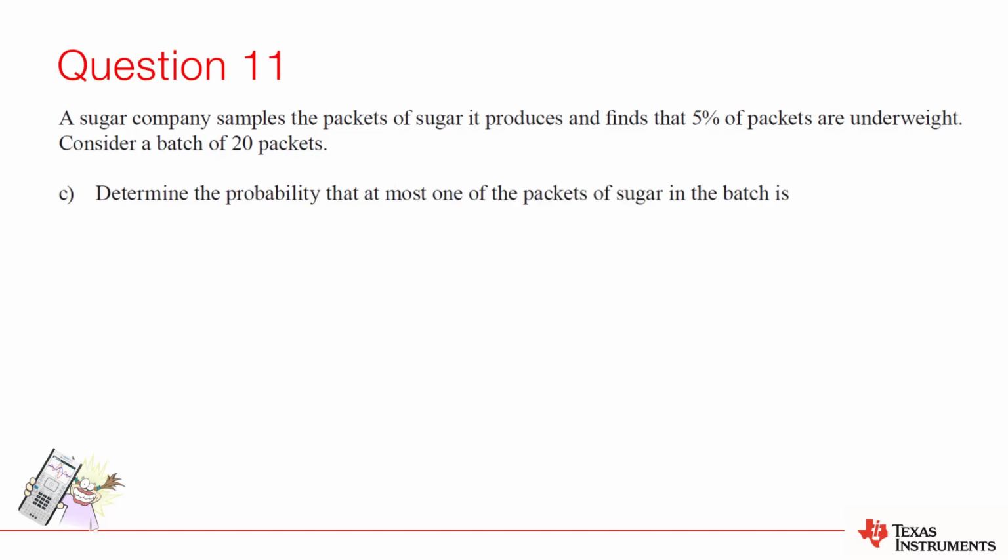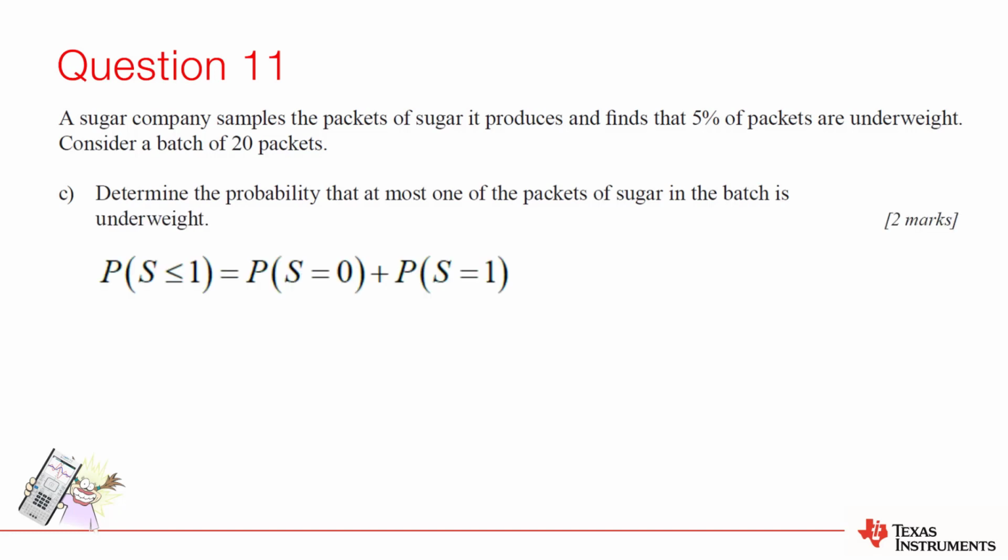Part C of this question: determine the probability that at most one of the sugar in the batch is underweight. So what does at most one mean? At most one means S is less than or equal to 1. So that would mean the probability that S is equal to 0 or the probability that S is equal to 1.